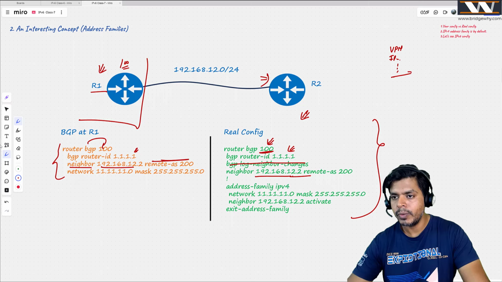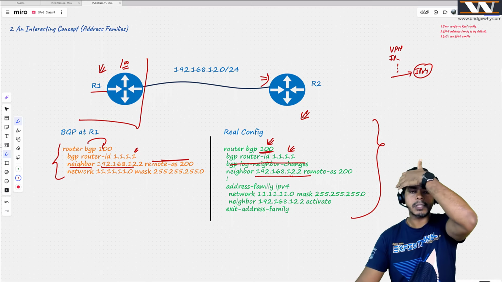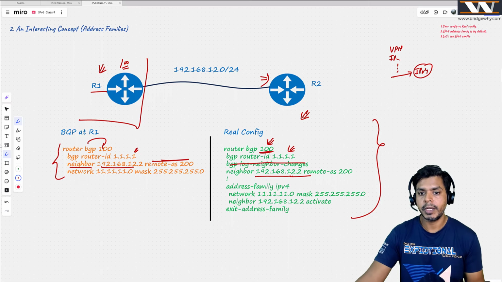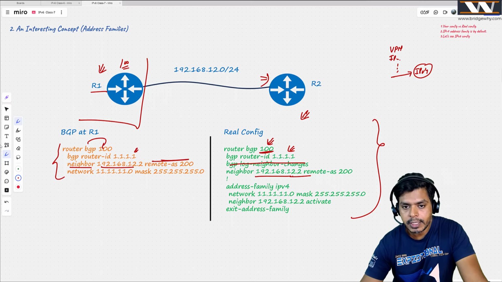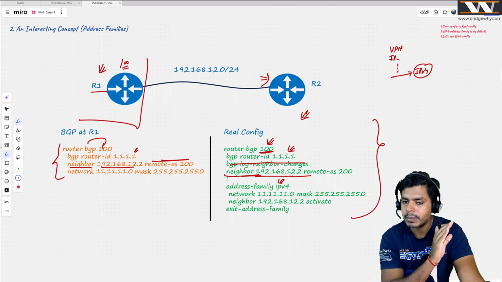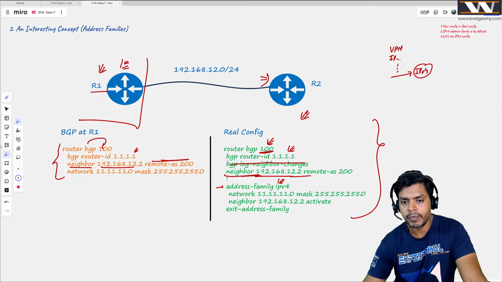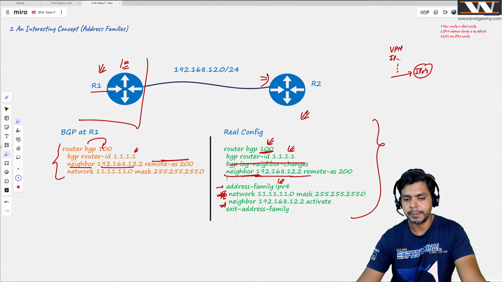Most widely used is IPv4. So by default, it thinks that it is perfect to start with IPv4 because we presume that everybody wants to configure IPv4, right? And that is why it says that this neighbor is part of address family IPv4. It happens by default. Believe me, you just try to write address family IPv4 and you will see this command popping up.